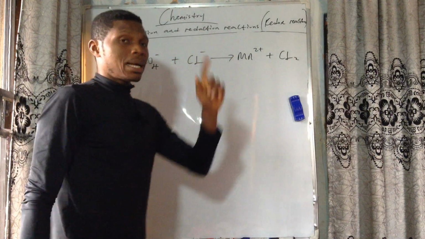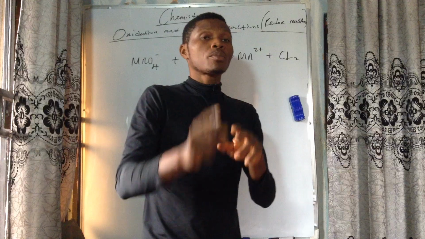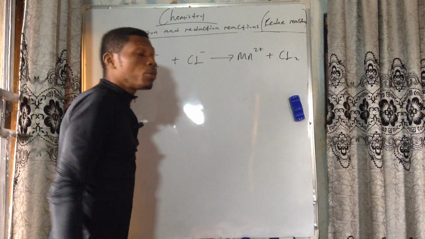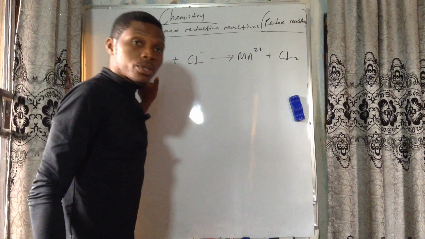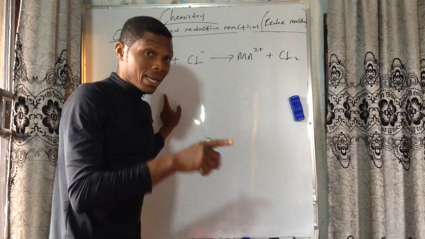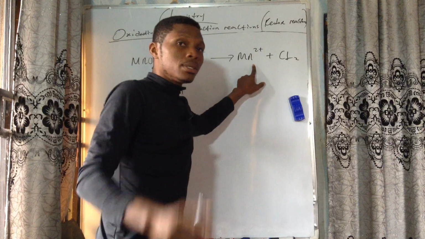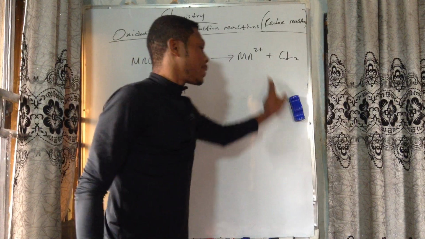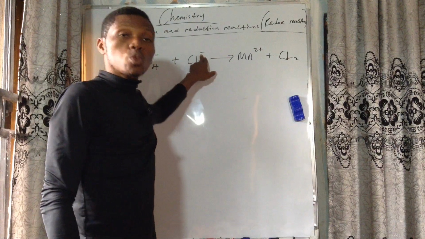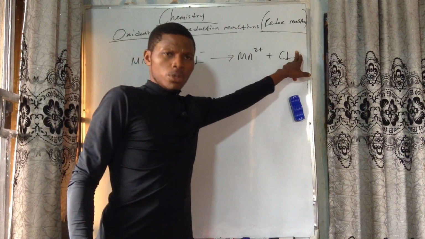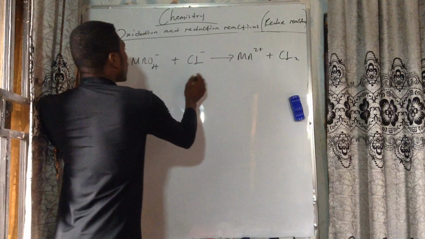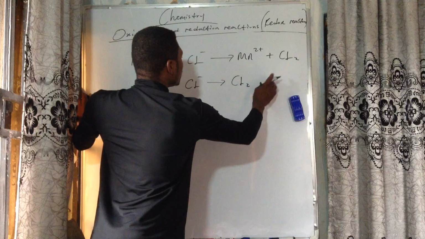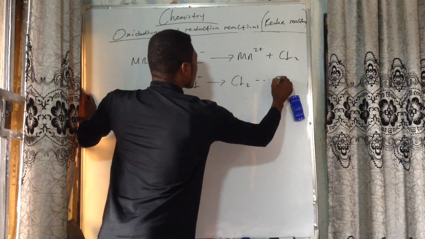First of all, you determine the oxidation half cell and the reduction half cell. Now, recall that in the other video, we calculated the oxidation number of Mn in this polyatomic ion, which is plus 7, tetraoxomanganate 7. Plus 7, reducing from plus 7 to plus 2. Do you see it now? Now watch chlorine. From minus 1 to 0. Do you see? So clearly, the oxidation half cell is this one, Cl minus giving you Cl2. So this is oxidation.